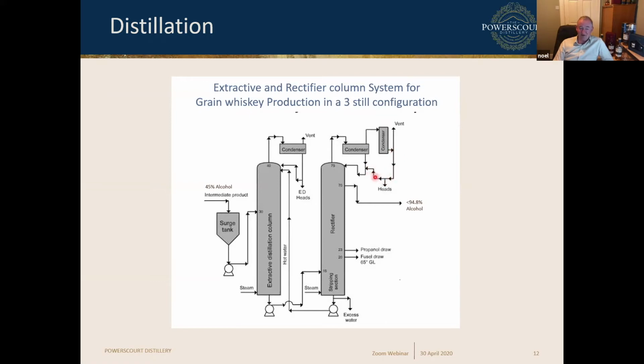So there'll be a small amount going back into the column, but you'll be taking a small amount of heads. It doesn't have to be a whole lot. It's a very small fraction of the overall distillate. So also, then you want to take your spirit.